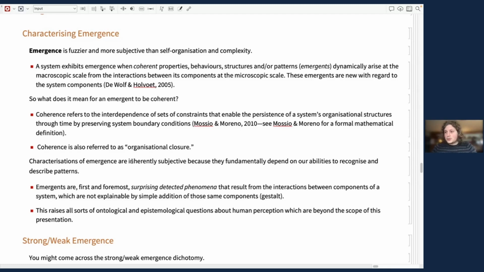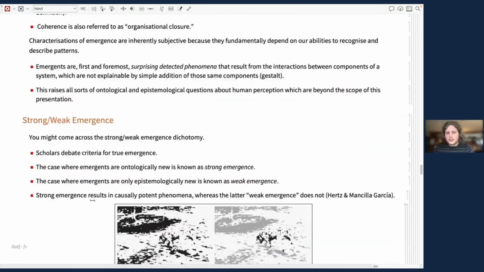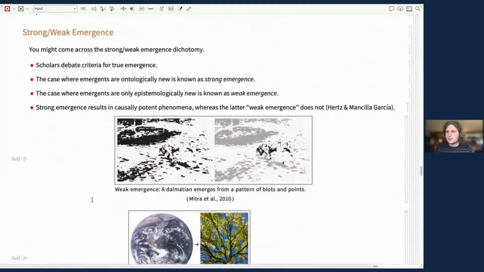And there are all sorts of ontological, epistemological questions about human perception, which this relates to, which are far beyond the scope of this particular presentation. But I think it's important to realize that there's a fuzziness that's inherent to the way that we define emergence presently. And to clarify this fuzziness, one of the proposed approaches has been to distinguish between what's called strong and weak emergence.